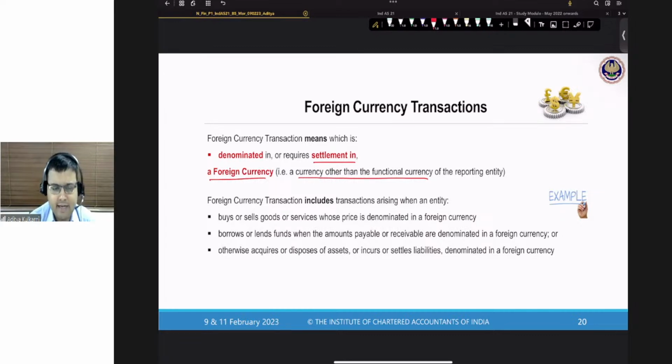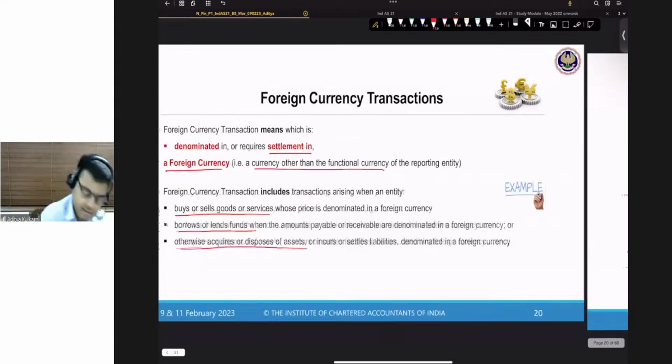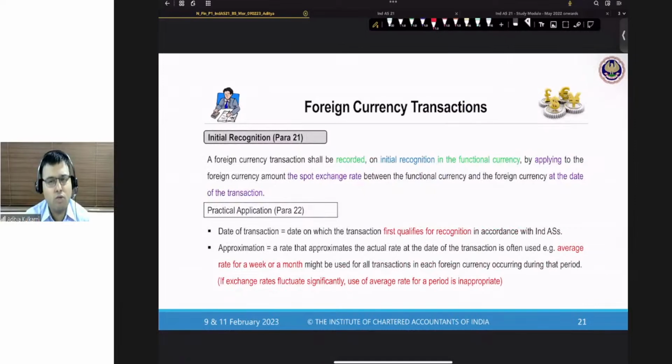Okay, so a foreign currency transaction includes cases where an entity buys or sells goods or services, borrows or lends funds, or otherwise acquires or disposes of assets. All of these transactions happen in a foreign currency. Aap log already kar chuke ho, you've already done this. So we will see how it's recorded. Rules are the same as what you studied in AS11, no change in that. It could either be sale or purchase or borrowing or repayment or selling of an asset, whatever it is.